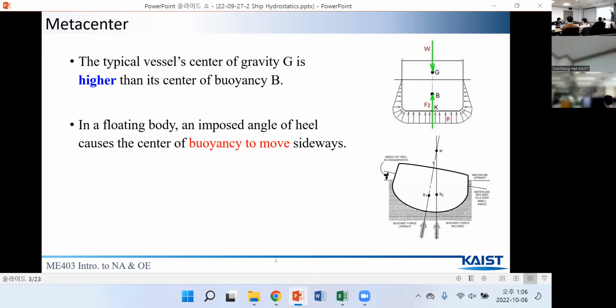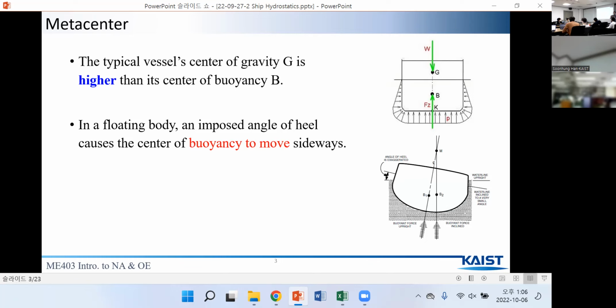A ship like a container ship stores containers high on deck, and the superstructure is there too, so the center of gravity is usually higher than the waterline. When the ship is moving, heaving or pitching, there is still a balance between buoyancy and gravity forces. But the center of gravity usually does not move when the ship moves. Still, the center of gravity is the same there, but the buoyancy center is moving.